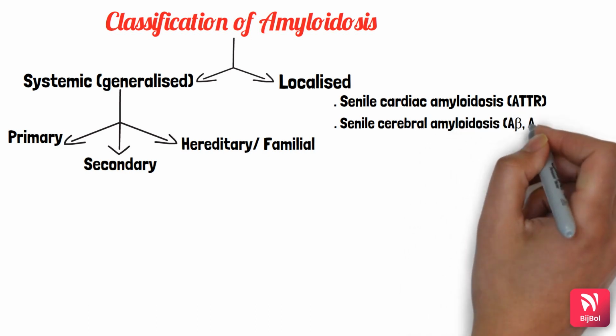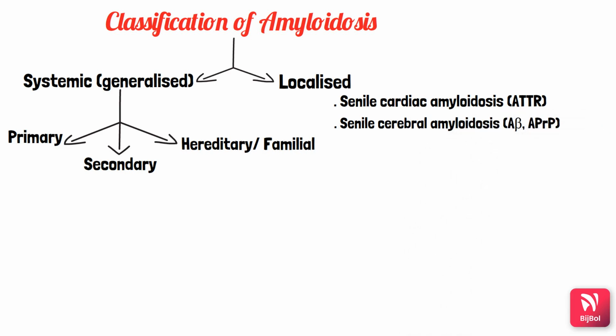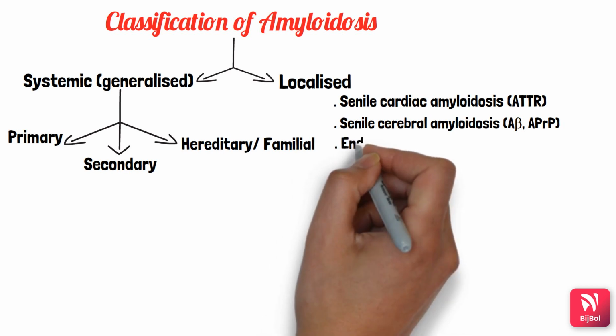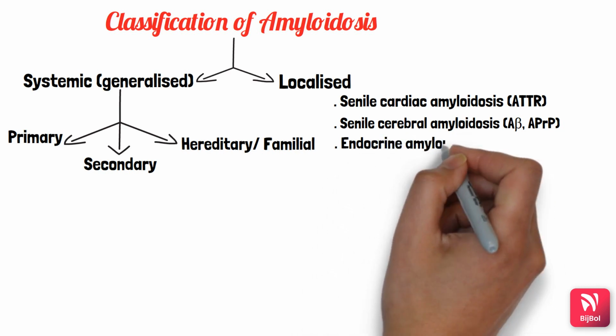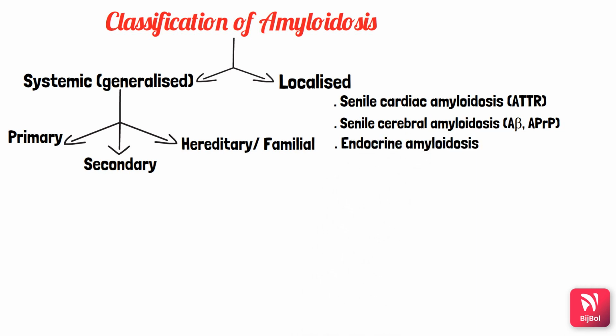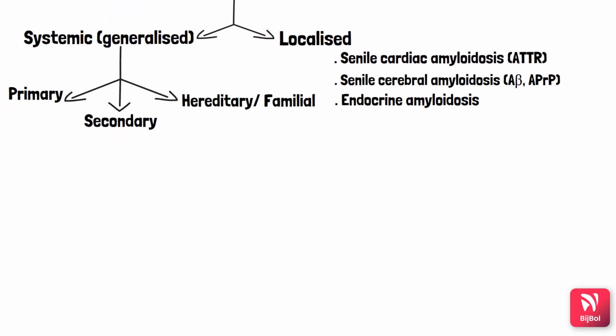Next is senile cerebral amyloidosis, wherein A beta amyloid is the main one which is seen, and we can also see amyloid prion protein. This is basically cerebral amyloidosis seen in Alzheimer's, Down syndrome and so on. Next is endocrine amyloidosis, where hormone precursors are involved, seen in medullary carcinoma of thyroid, islet cell tumors of pancreas, and type 2 diabetes mellitus, which is very important. So these are various endocrine amyloidosis, and this is the classification of amyloidosis.